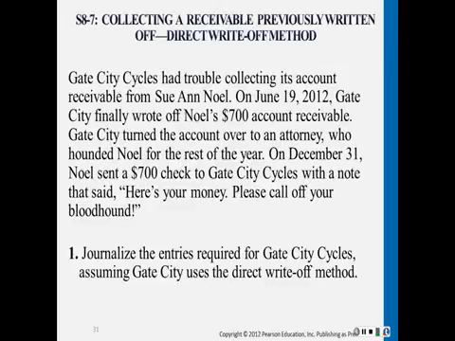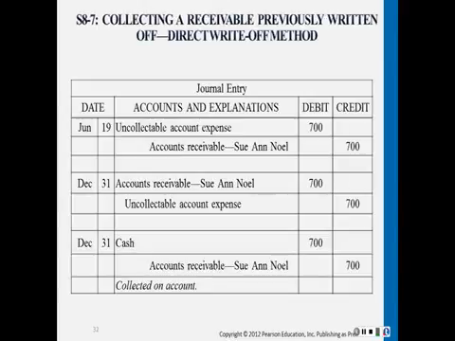On December 31st, Noel sent a check for $700 to Gate City Cycles with a note that said, "Here's your money. Please call off your bloodhound." Journalize the entry required for Gate City Cycles, assuming Gate City used the direct write-off method.